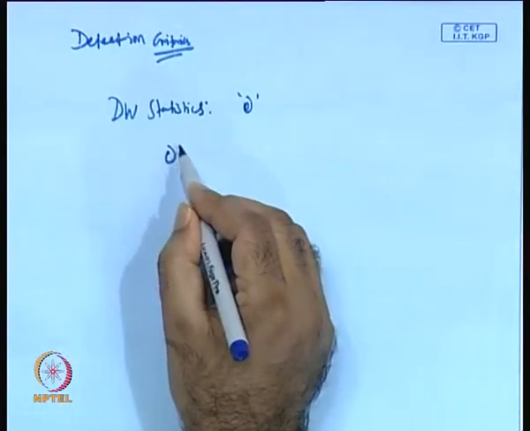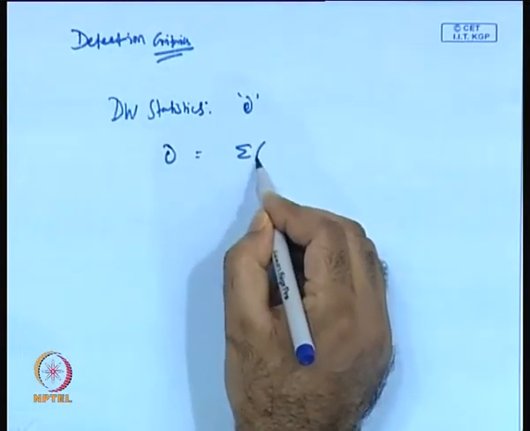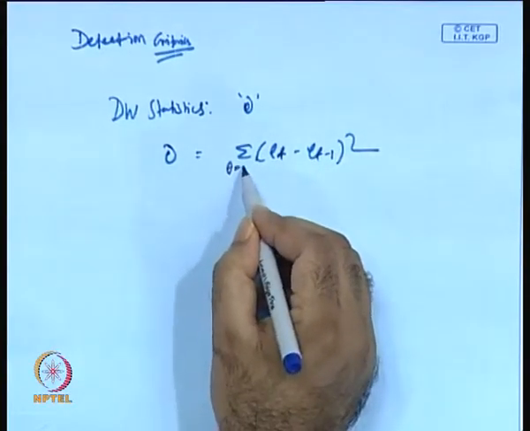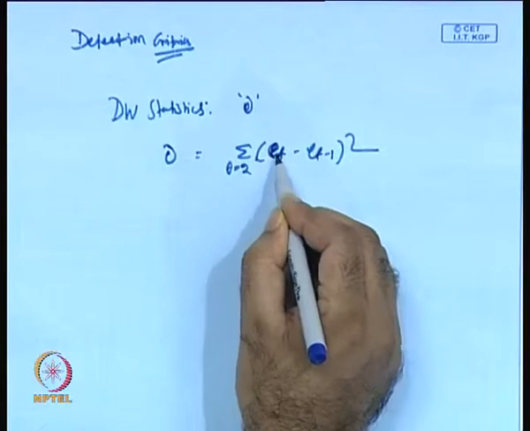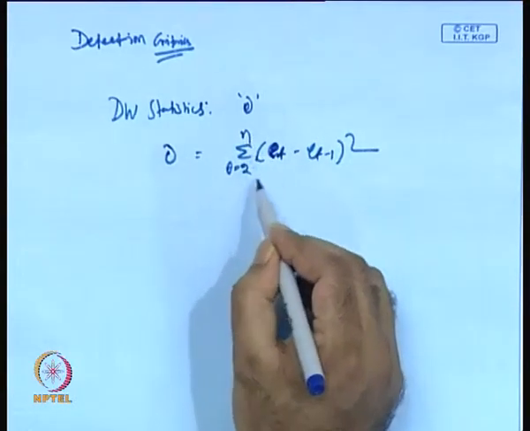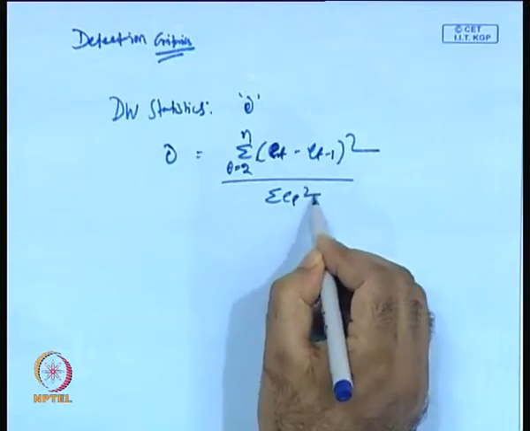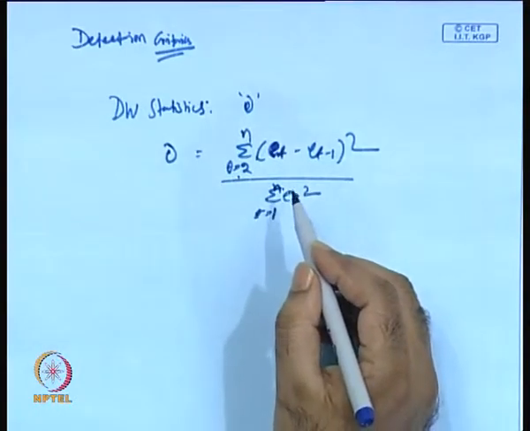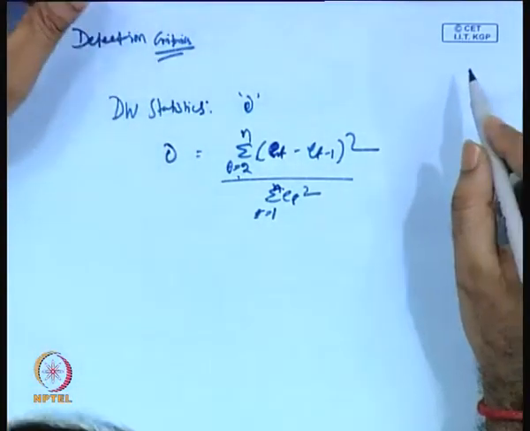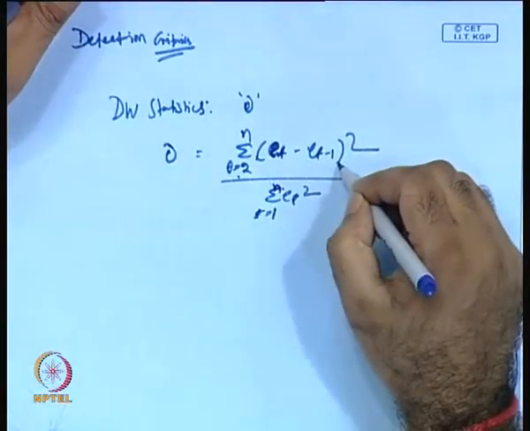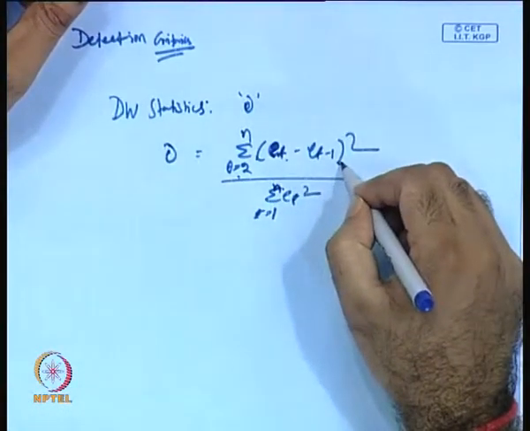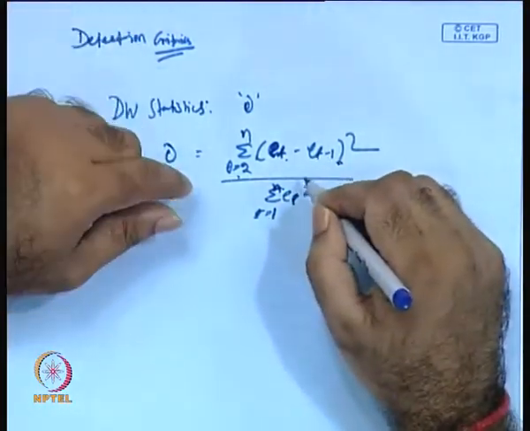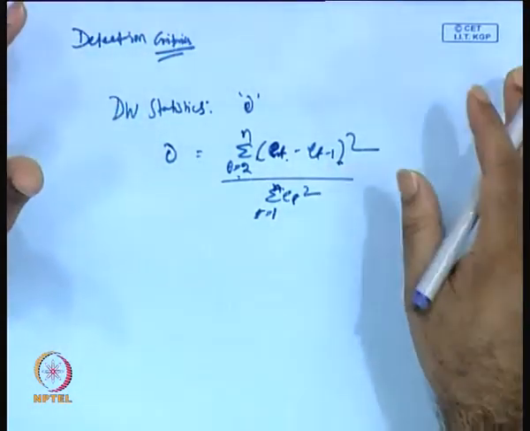So d is calculated as the summation of (e_t minus e_{t-1}) whole squared, t equal to 2 to n, divided by the summation of e_t squared, t equal to 1 to n. Why is it t equal to 2 here? Because if it is 1, then it becomes 0, so there is no such 0 term. Obviously it is insignificant if you start with t equal to 1.